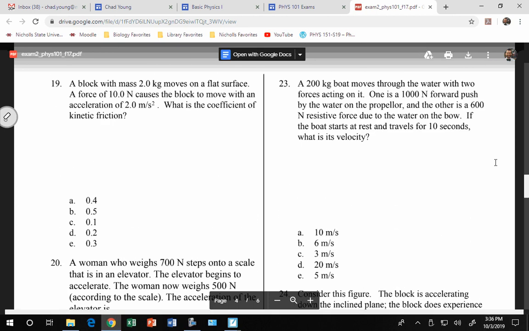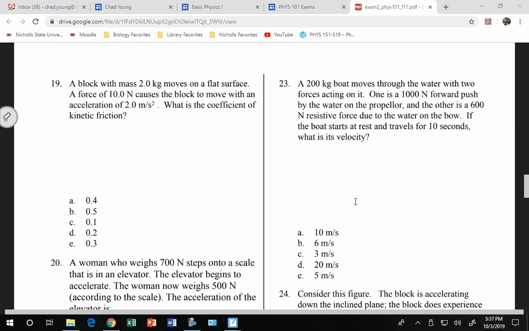You can see a problem like this. We did some like this in class, where I have an object with some forces acting on it. This one has a 1,000 Newton force in this direction, and a 600 Newton force in this direction. And the mass is 200 kilograms. And I ask for the velocity after 10 seconds.